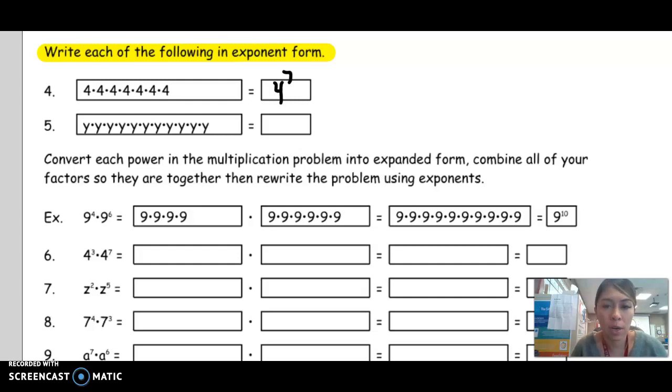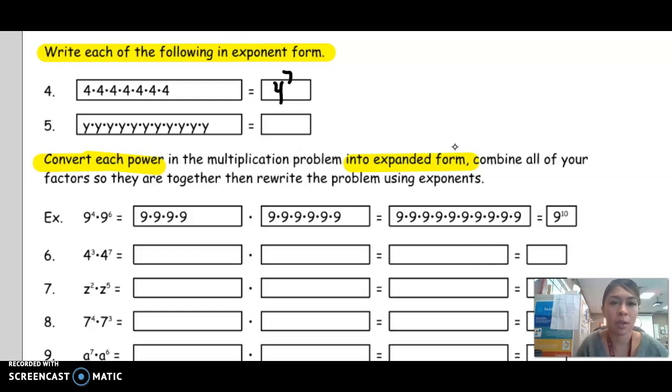For the next part of the lesson, we are going to convert each power in the multiplication problem into expanded form. So I'm going to go ahead and highlight that. So we're going to convert each power into expanded form. And then you're going to combine all of your factors so that they are together. Then we write the problem using exponents. So we're going to combine everything we just did in this last part. So let's go ahead and do number 6 together.